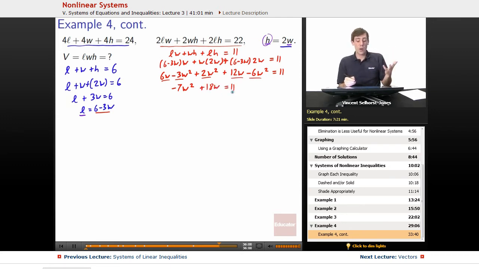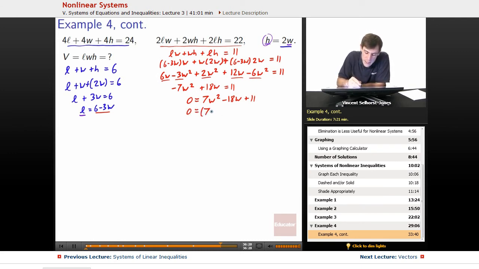Hey, we've got squared, we've got single degree of 1, and we've got constant. This looks like a polynomial. Let's get it into an easy to solve polynomial format. Add 7W squared to both sides, minus 18W to both sides, plus 11. So at this point, we could toss this into the quadratic formula and solve out the answers, but we might be able to get lucky. And even though it looks a little complex, we might realize, oh, hey, we can factor this, not too difficult to factor. We get lucky, we notice that it turns out pretty easy to factor.